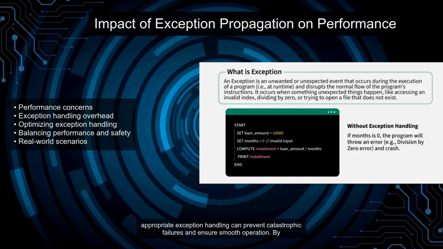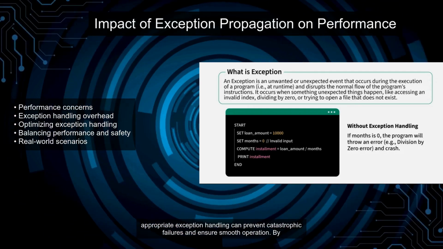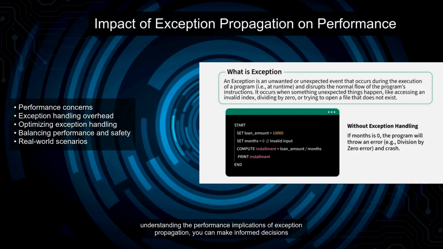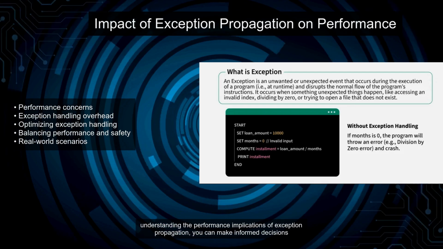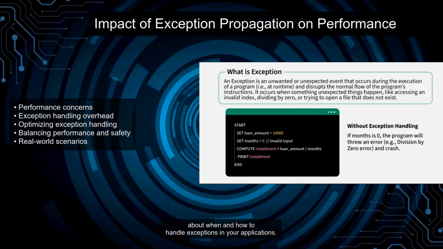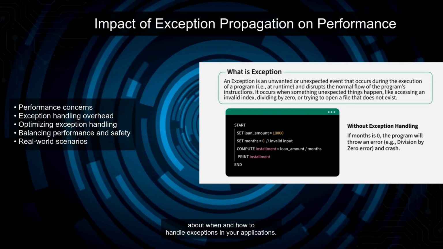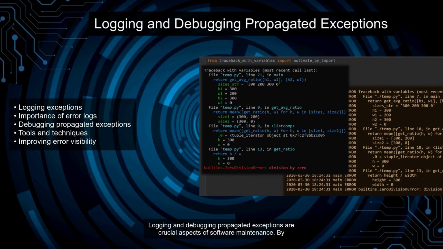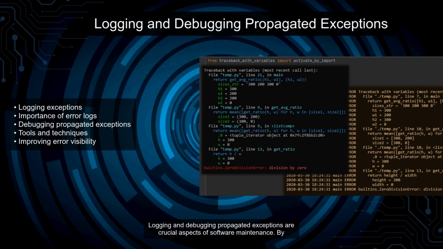Real-world scenarios demonstrate that appropriate exception handling can prevent catastrophic failures and ensure smooth operation. By understanding the performance implications of exception propagation, you can make informed decisions about when and how to handle exceptions in your applications. Logging and debugging propagated exceptions are crucial aspects of software maintenance.